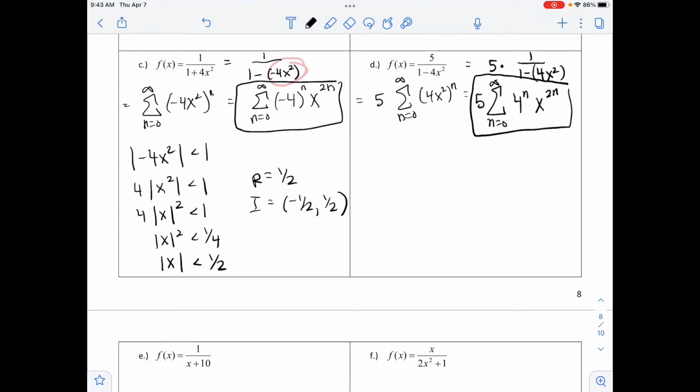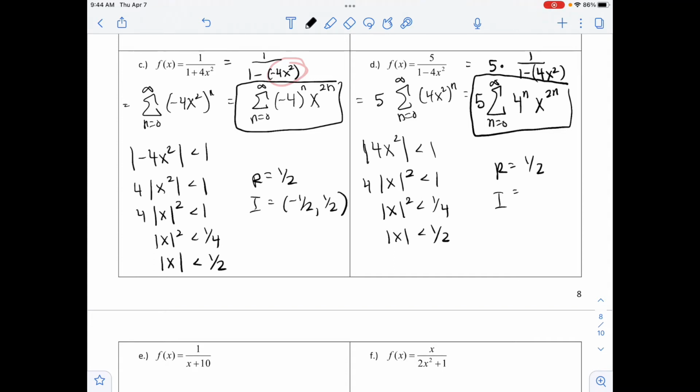To figure out the radius and interval of convergence, we would have the absolute value of 4x squared is less than 1, or 4 times the absolute value of x then squared is less than 1, or the absolute value of x squared less than 1/4, or that the absolute value of x is less than 1/2. So again, the radius of convergence is going to be 1/2. The interval of convergence is going to go from negative 1/2 to 1/2.